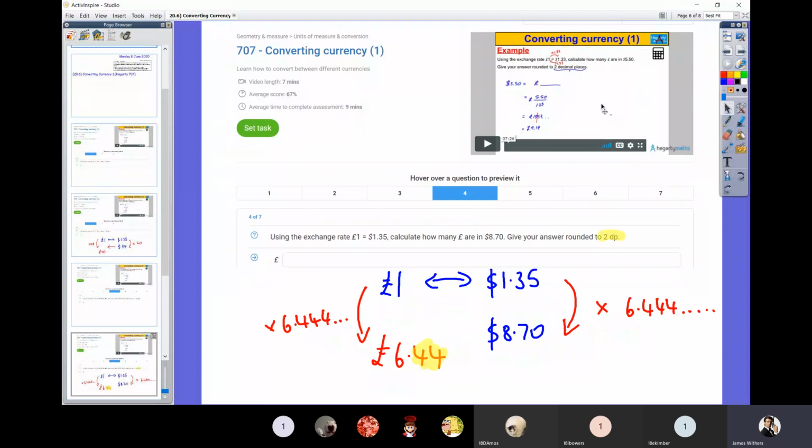So let's have a look at question 4. Exactly the same idea. They give us the currency exchange rate as £1 is $1.35, and we're given $8.70. So put that in the dollars column. We want to know what the multiplier is to get from the first row to the second. So 1.35 times what gives us 8.70. You get your calculator out and you do 8.70 divided by 1.35, and that gives you a multiplier of 6.444 recurring. Because the right-hand side is that many times bigger, so is the left. That gives us £6.44444. The only difference here is read the question. You're giving your answer to 2 decimal places, so that's 2 numbers after the decimal point. So we round down. That's £6.44.